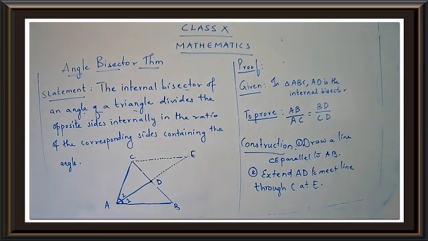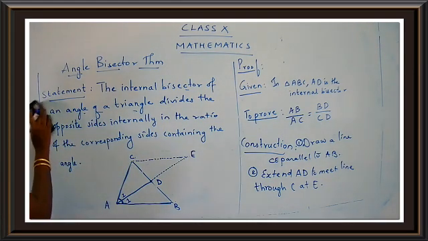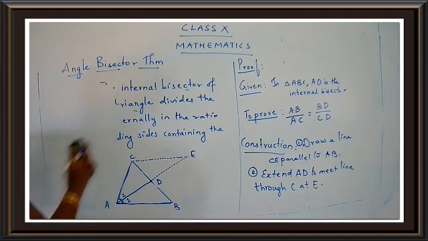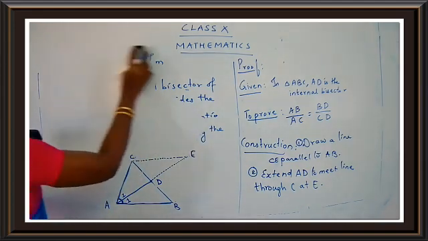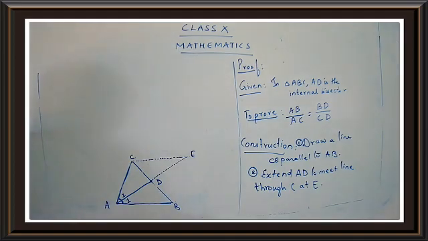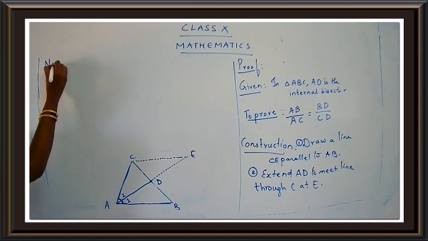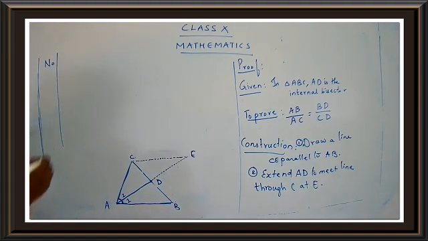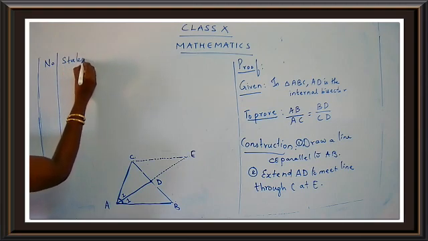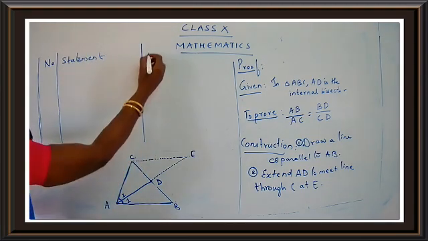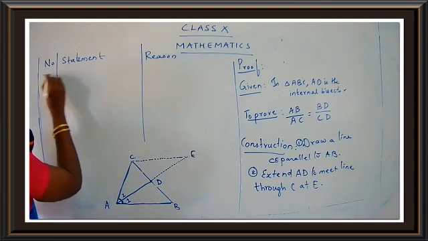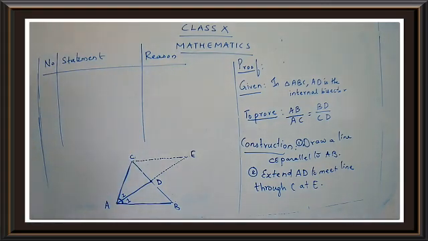Okay. Now given part is done, to prove part is done, construction part is done. Now let us go for the proof part. That is the main part. I'll just rub this over here. So write down. You have to draw the box over there. One is for number, one is for statement, and one is for reason. Just draw the lines, children. Number, statement, reason.